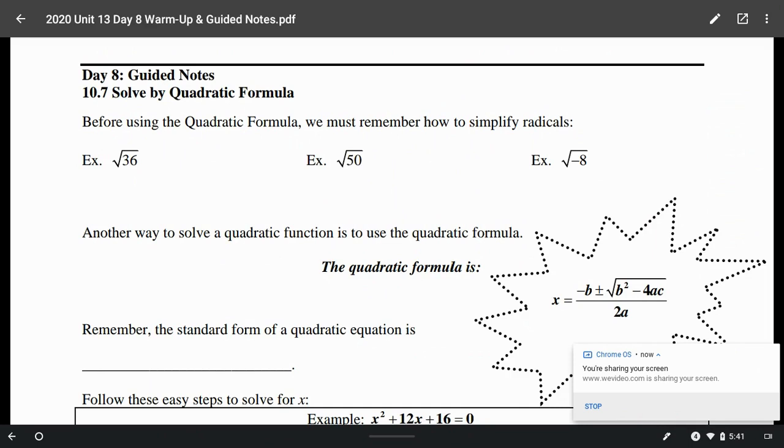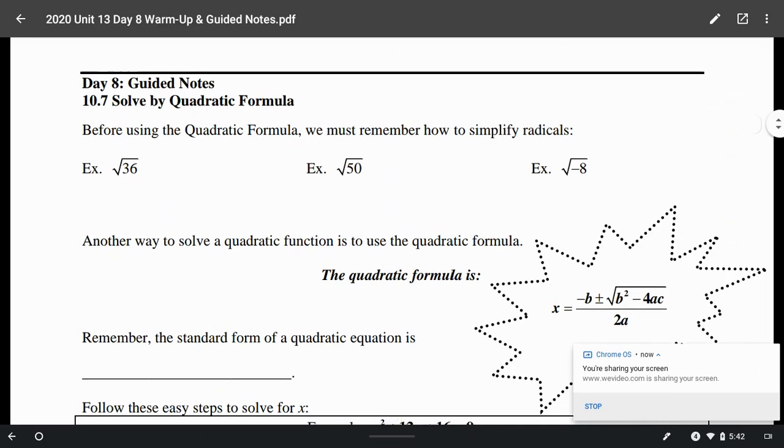Now, before we get to it, we have to remember a couple things about radicals. We have to remember how to simplify them. And when we talk about radicals, we're talking about the perfect square list that you guys had received this year.